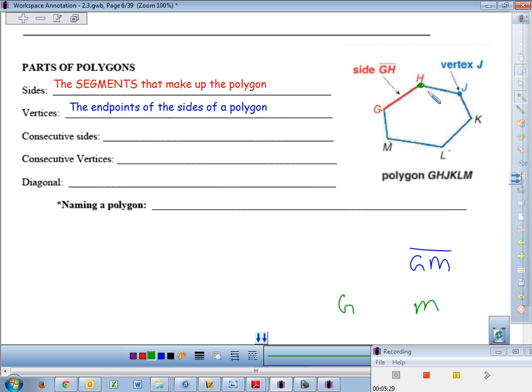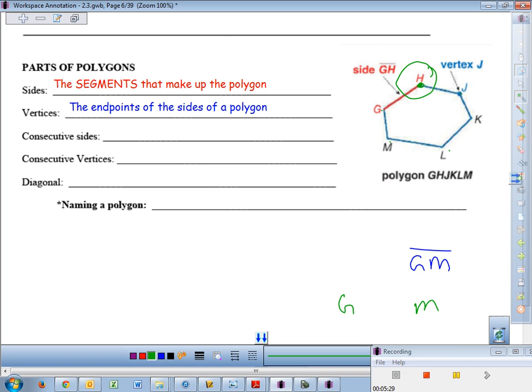These points, the cornery type of points, if you will, those are the vertices. You with me on that? How would you write it down? If I asked you to name this for me, what would you write down? Capital H. It's a point, right?